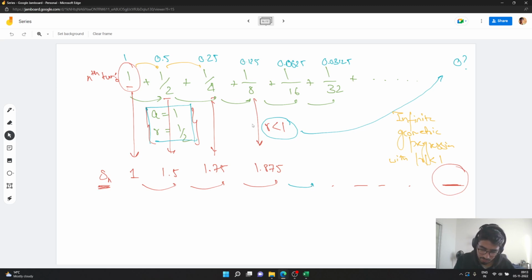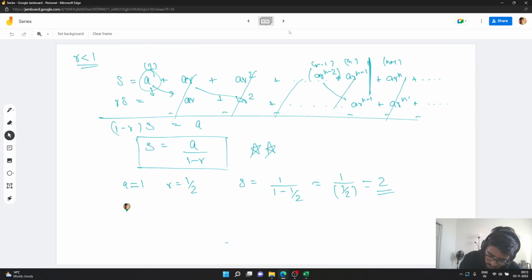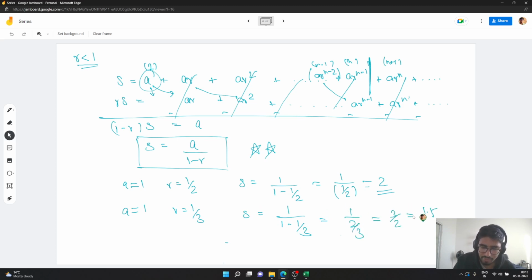So in our case now on slide 17, A is equal to 1 and R is equal to 1 by 3, right? So in that case S will be equal to 1 by 1 minus 1 by 3, and that will be equal to 1 by 2 by 3, that will be equal to 3 by 2, which is 1.5. So you see, this is what the formula is doing for us. It's telling us how to calculate the sum of an infinite series.